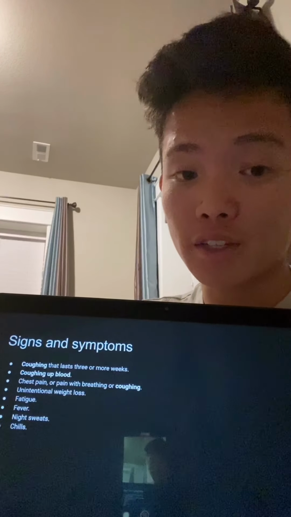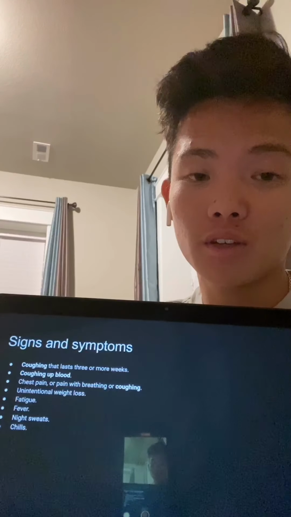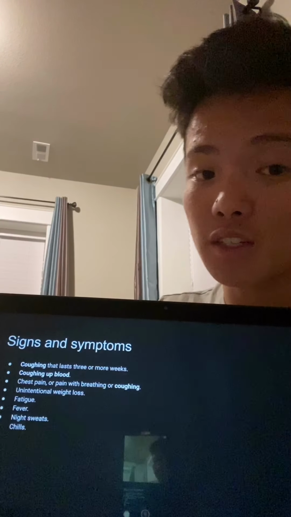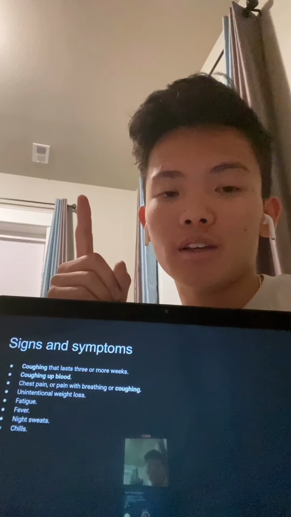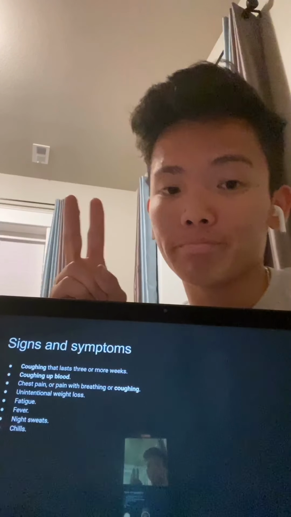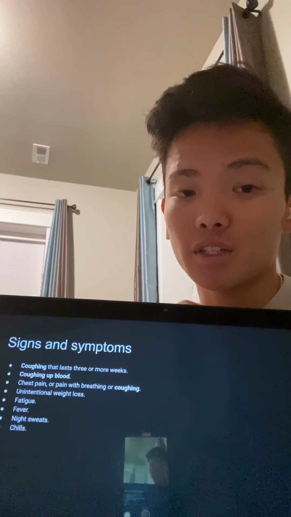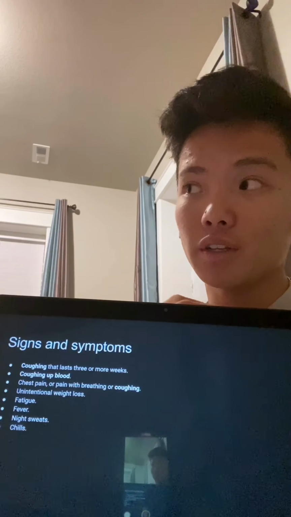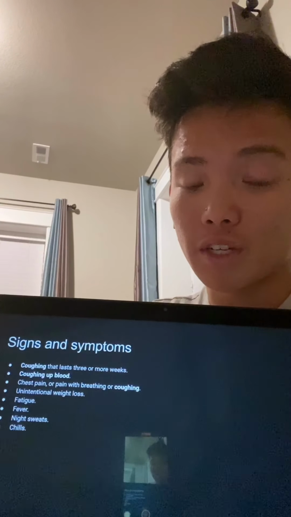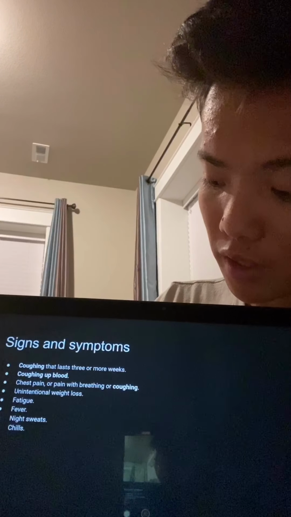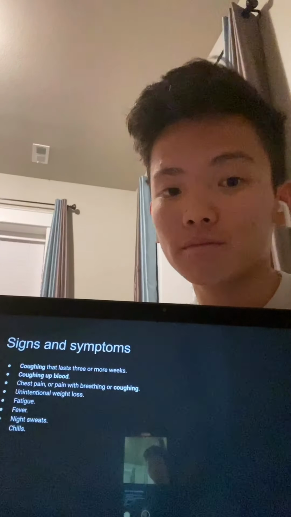Now, in terms of the signs and symptoms, most people do not actually experience signs and symptoms even when they have TB. This is because there are two different types of TB. There is latent TB, and there is the TB disease. Latent is just an infection, but there are no signs and symptoms, as opposed to the disease, where you can experience all these symptoms, as well as possible death. Some of these symptoms include coughing with blood, chest pain, fatigue, fever, weight loss, stuff like that.